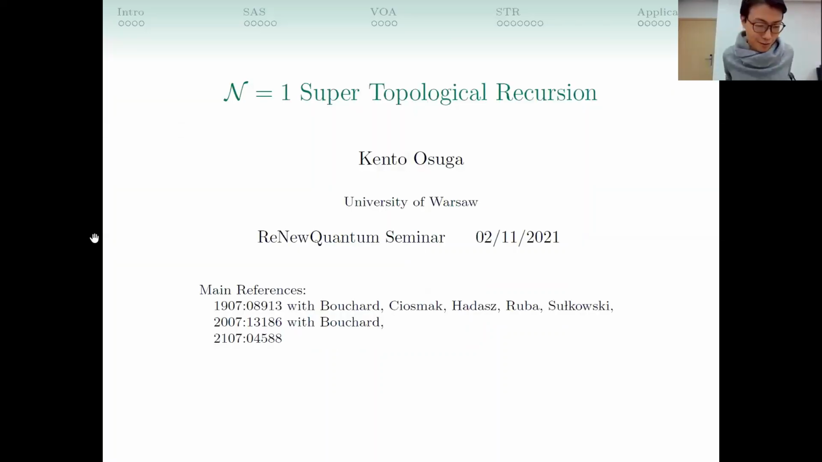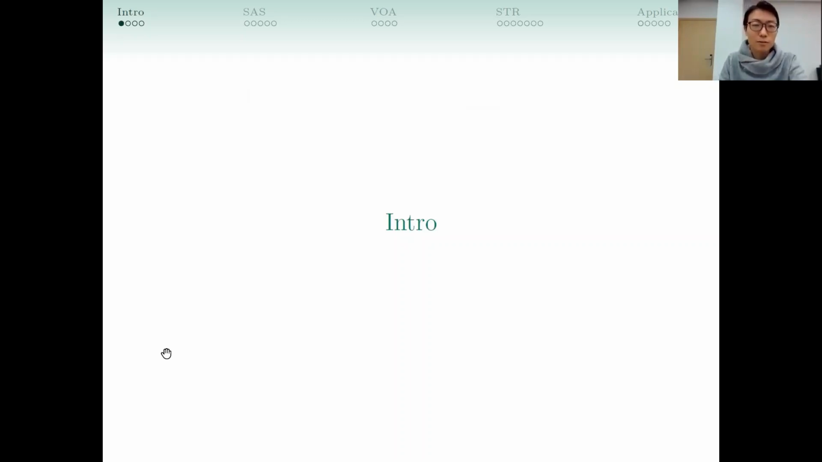Again, I'd like to thank the organizers for inviting me to speak here, and it's my great pleasure to contribute to this great seminar series of ReNewQuantum. Today I'd like to talk about my recent progress on super topological recursion. These three are the main references, and in particular, the second one is probably the most important of the three. When I was making slides, I realized that every year in July I had some papers about super topological recursion. So hopefully, with or without collaborators, I'm going to have a new paper about super topological recursion next year, in July. All right, let me move on to the introduction.